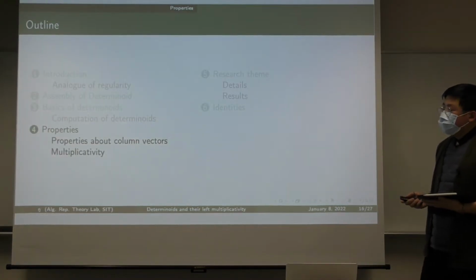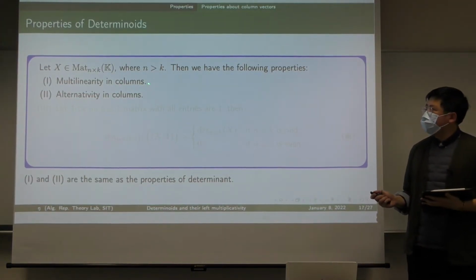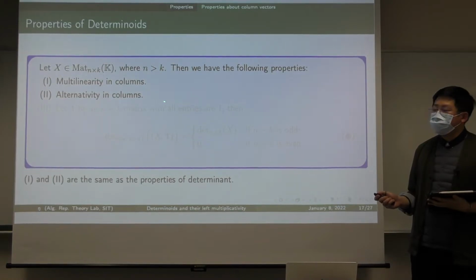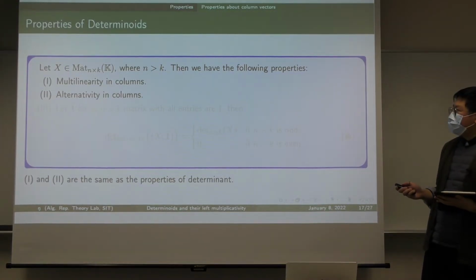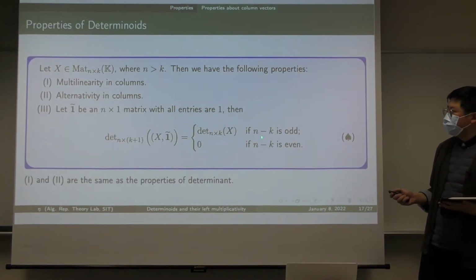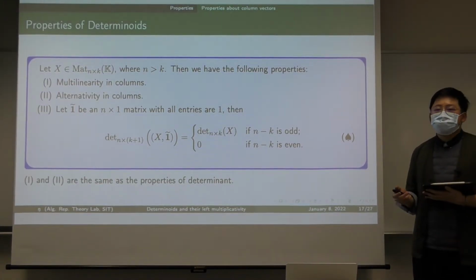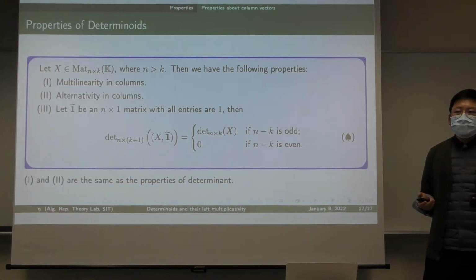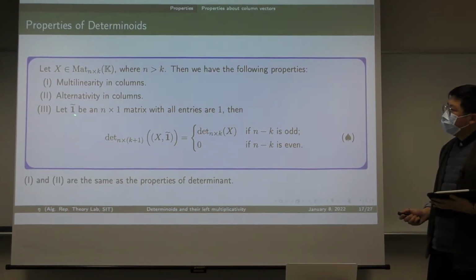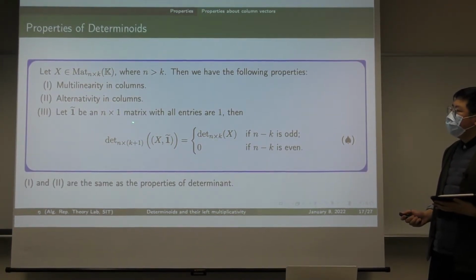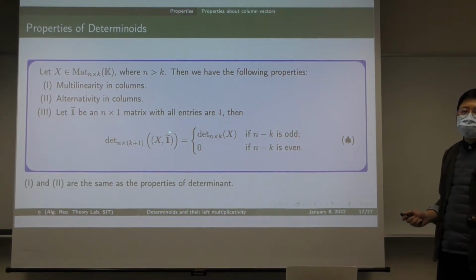Okay, and now I would like to talk about the properties of determinoids. By previous slides, we already know that it has multilinearity and alternativity in columns, just like the properties of determinant. Except it has one more property, which is like this. It's weird, but this one was originally proposed as a proposition, but due to its interesting result, it became a property. So let 1 tilde be an n by 1 matrix, a column with all entries 1, so a column of 1s.